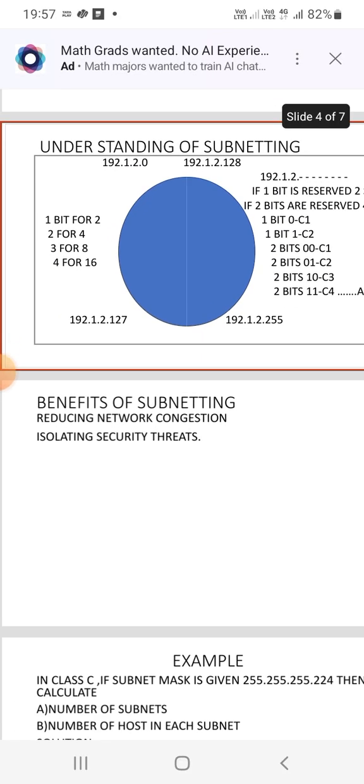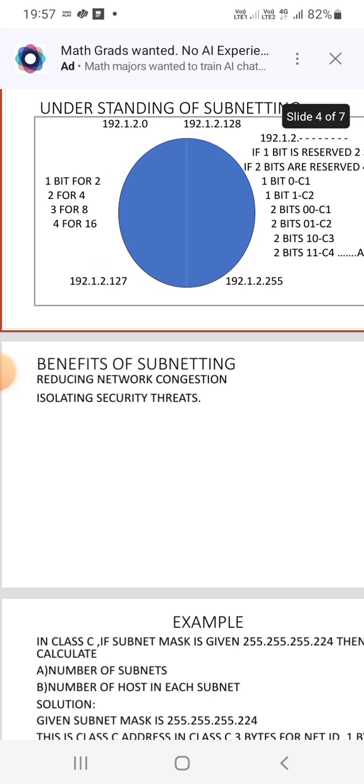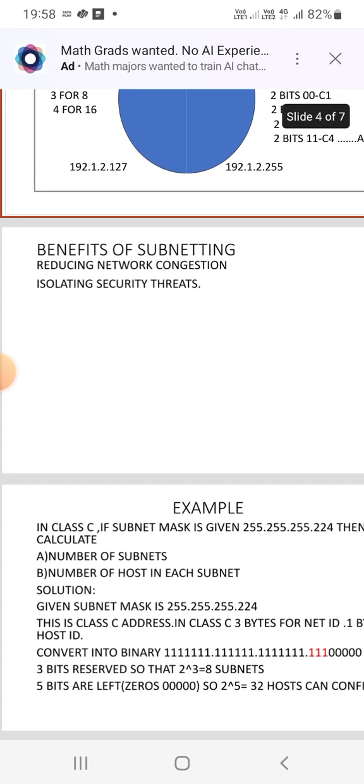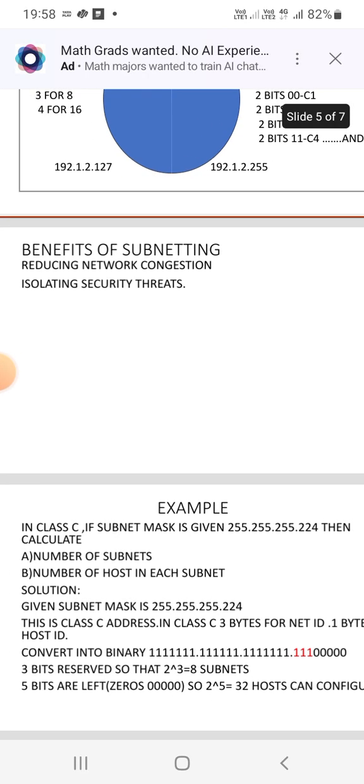So, what are the benefits of subnetting? Reducing network congestion. Congestion means traffic in a line. And isolating security threats: security threats can be isolated. These are the benefits of subnetting. One example I have given here.